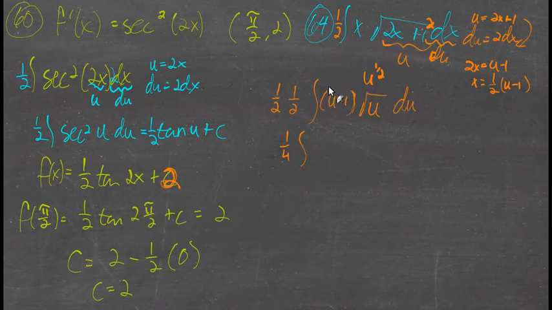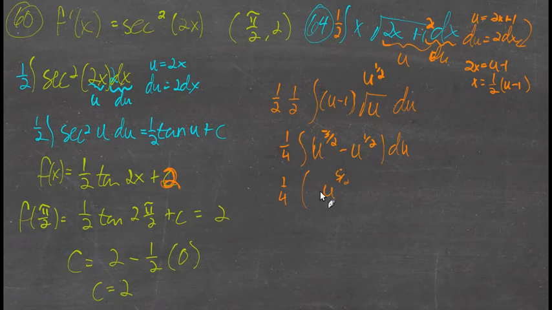We can distribute this u to the 1/2 to each of these things, and we get u to the 3/2 minus u to the 1/2 times du. And now this integral becomes much easier to find. So we have 1/4 times u to the 5/2, and we'll put a 2/5 out here, and minus u to the 3/2, and we'll put 2/3 here, so that if we were to take the derivative, we would wind up with 1 times u to the 1/2, plus c.